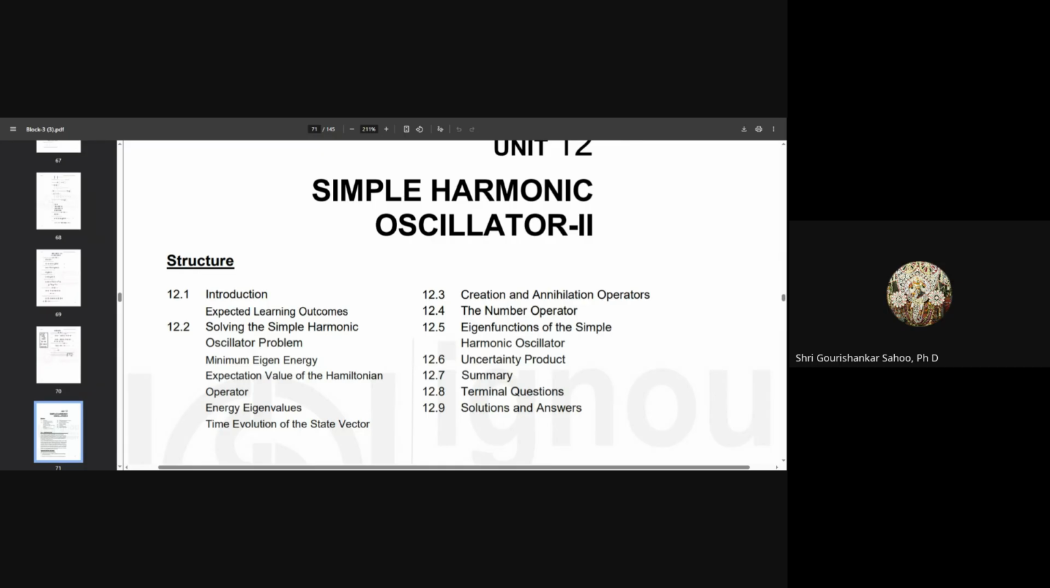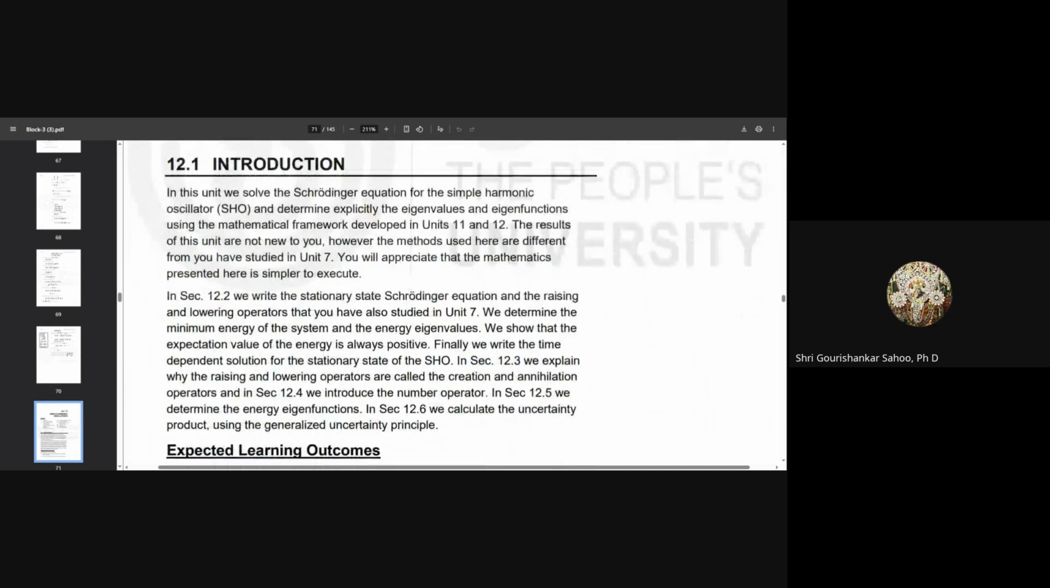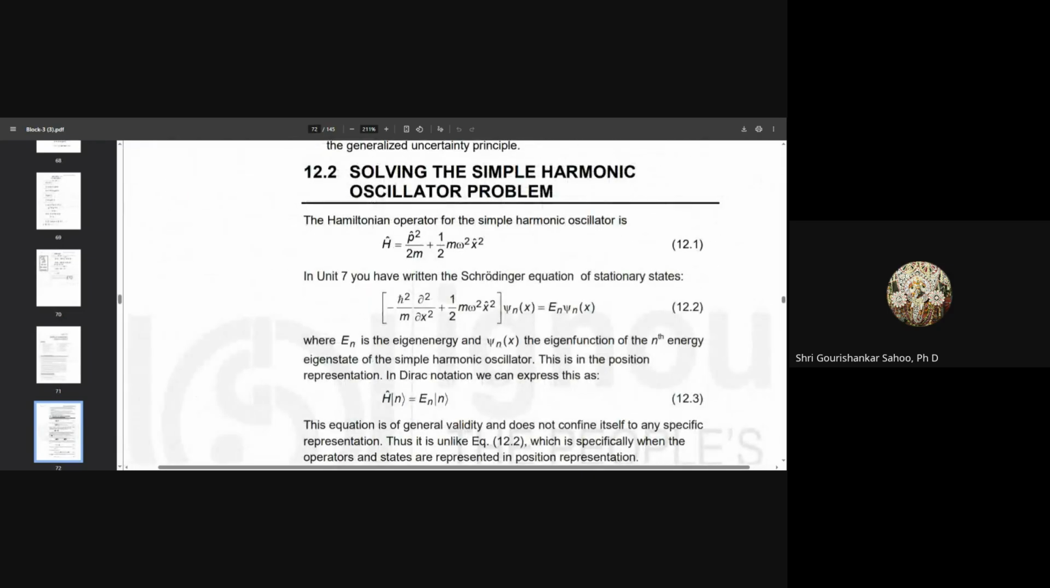Then the simple harmonic oscillator. In the Schrodinger picture, we have solved the simple harmonic oscillator problem using the Schrodinger wave equation, which is a differential equation. And here you can solve it by using the operator formalism. And we shall discuss the creation and annihilation operators, the number operator, and the uncertainty product. So you can see the simple harmonic oscillator problem can also be solved using Dirac notation or the Heisenberg picture.